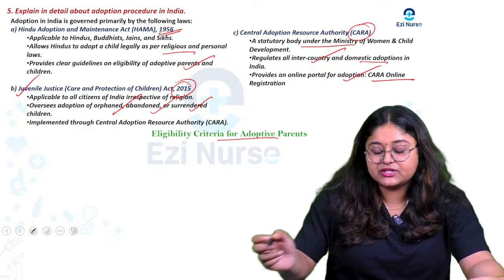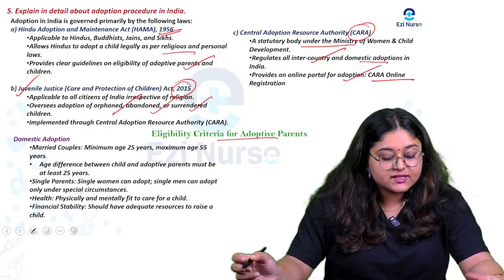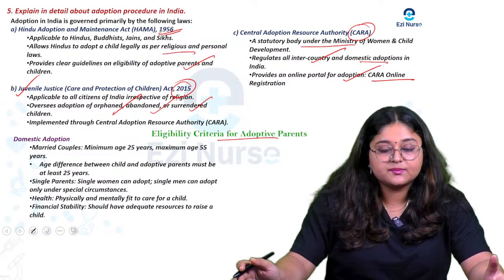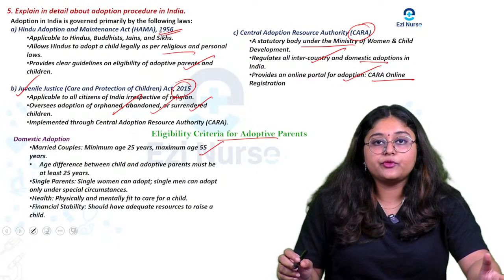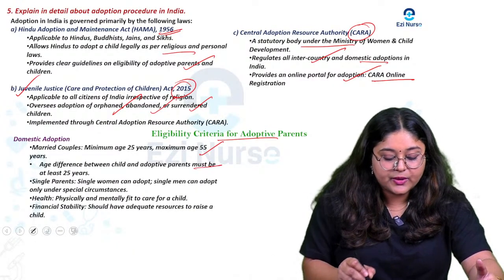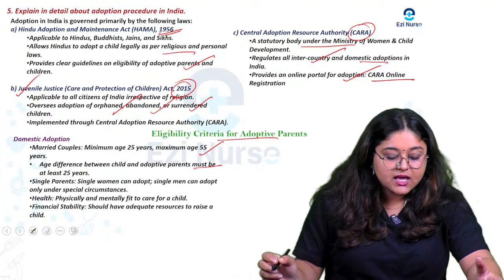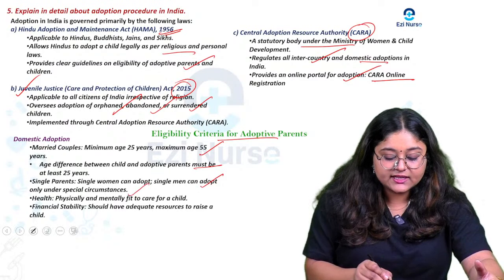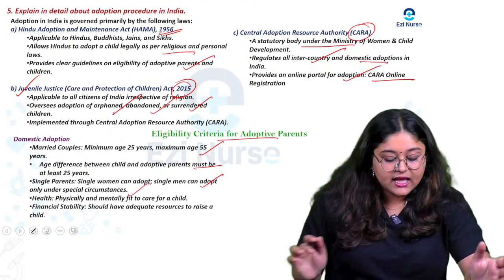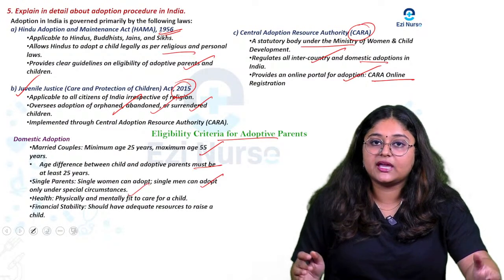Next is the eligibility criteria for the parents. First is domestic adoption. So married couples' minimum age should be 25 years and maximum age 55 years. The age difference between the child and the adoptive parents must be at least 25 years. A single woman can adopt, and a single man can adopt only under specific circumstances, and they should be physically and mentally fit to care for the child.